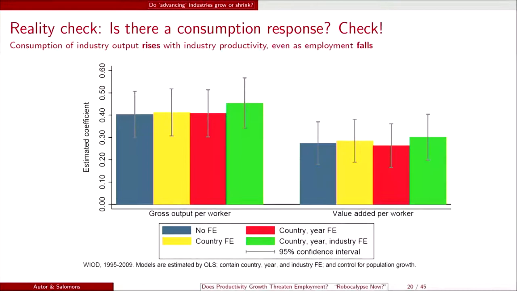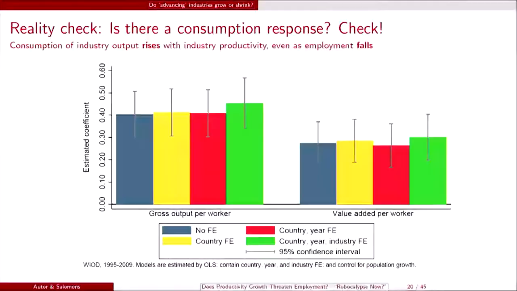Now, let me just do a quick reality check. Is there something mechanical about this? Perhaps, you know, we're looking at employment on one side, labor productivity on the other. Maybe they just negatively covary because of measurement error. We check that. We have an instrumental variable strategy. But let me just show you the dual of this, which is the consumption response. And we see that a 10% rise in labor productivity typically leads to about a 3 or 4% rise in consumption of industry outputs. So two things are happening. Productivity is rising.